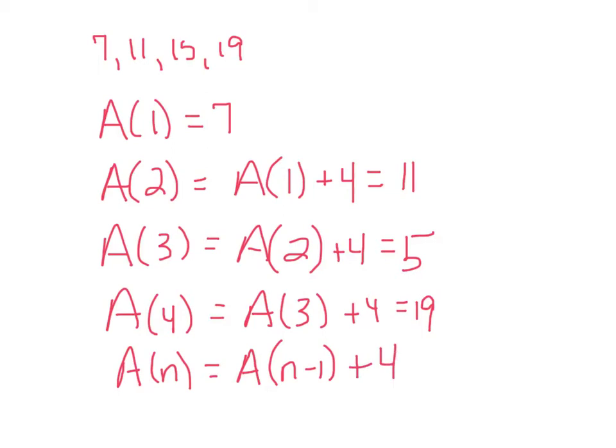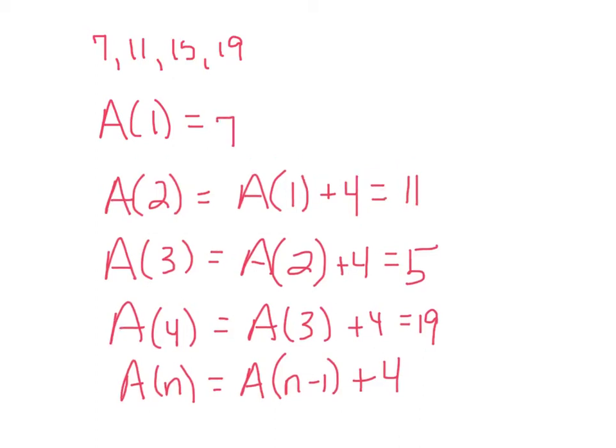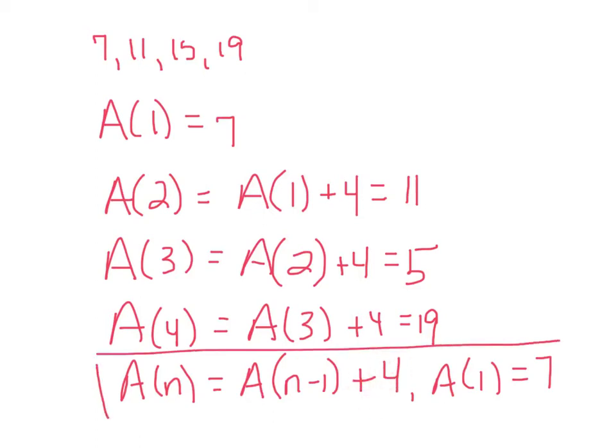So the arithmetic sequence is this formula. But we also have to state what the first term is, so we know what we start with. So we have to say where A of 1 equals 7. That means the first term in our sequence is 7, and then we know from this formula that we add 4 each time. So this would be the recursive formula for the arithmetic sequence shown above.